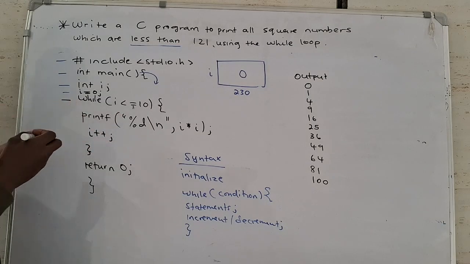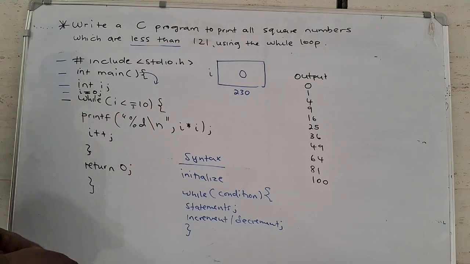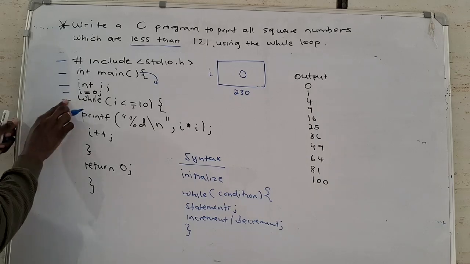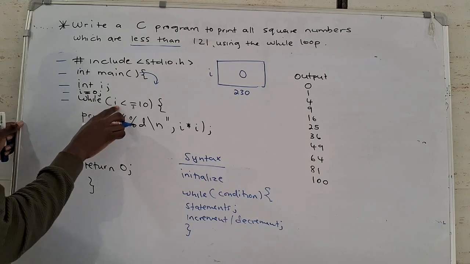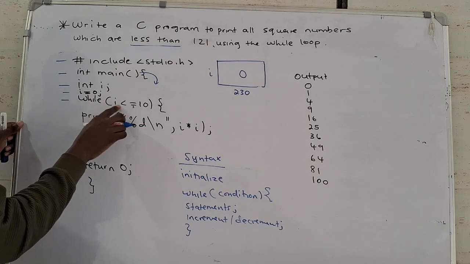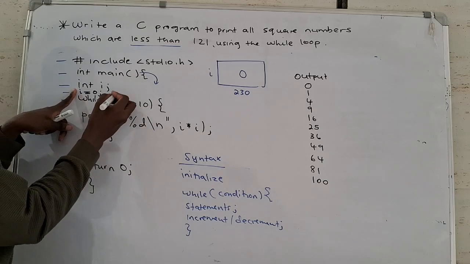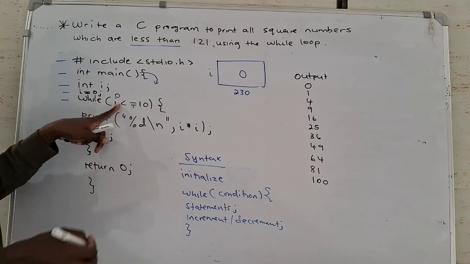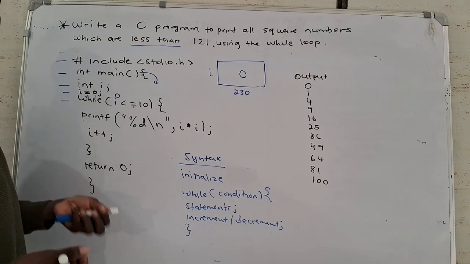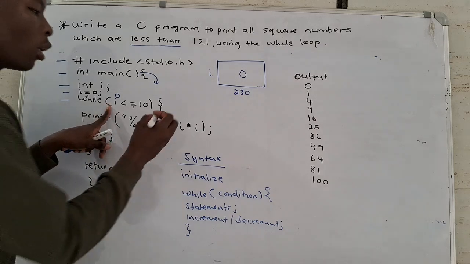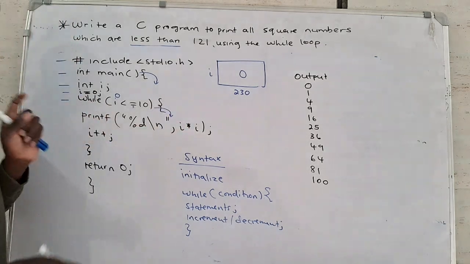Here the compiler is going to check for what? It is going to check for the condition. Are we together? The compiler is going to check the condition: while I is less than or equal to 10. What is the value of I? I is 0. Okay, 0 is less than 10. Yes, this is true. If this is true, the compiler is going to enter inside.